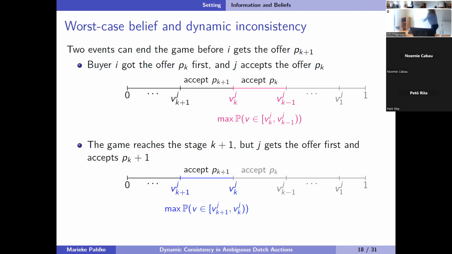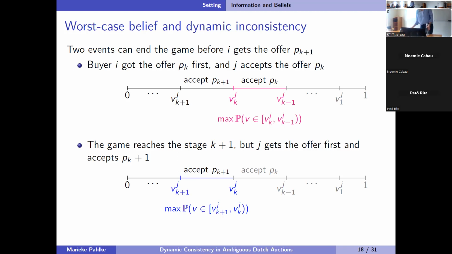So you see, these two worst cases are different. This one gets the highest probability to this event. It still has some probability for this because we have a full support distribution, but the highest possible weight on this part here. In the next period, we have the highest possible weight on this part here. And now to see what my expected profit of waiting is, I have to combine these two worst cases somehow, because both of these events can end the game before I get the next one.